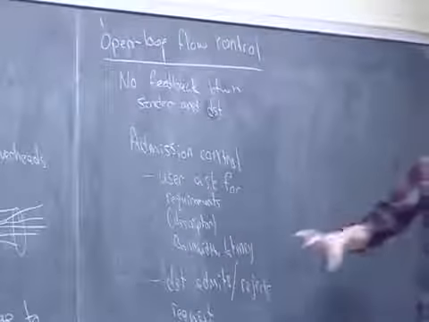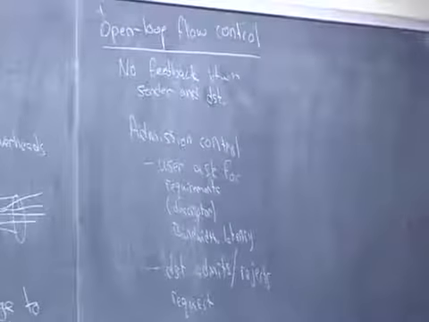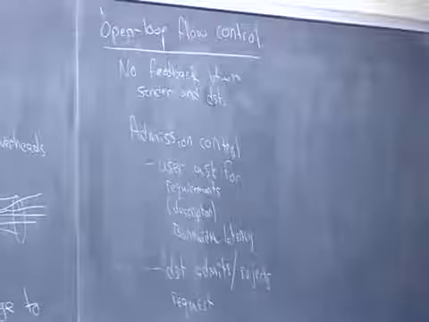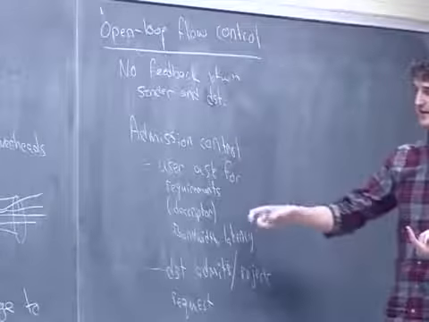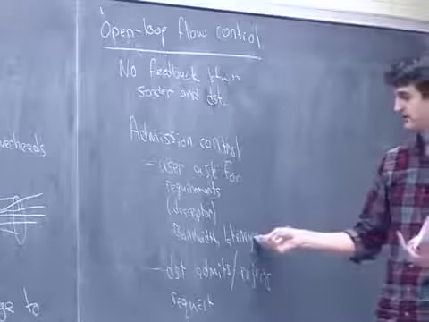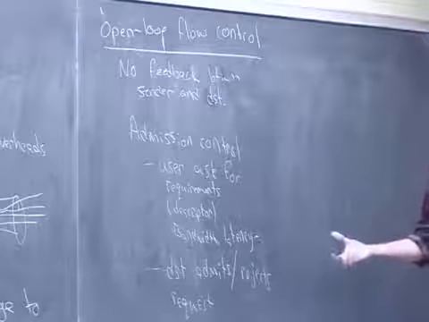All right, so now because there's no communication, there's no feedback between the sender and the destination, once a sender is admitted, it's going to send at the rate you agreed on in your descriptor. It's going to send at that rate until it's done.